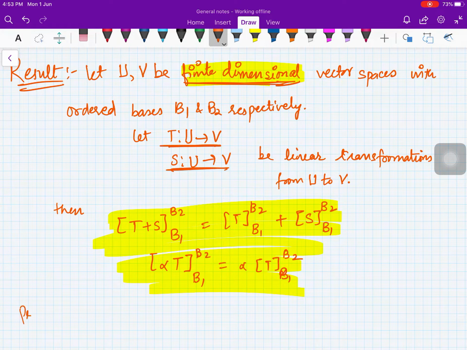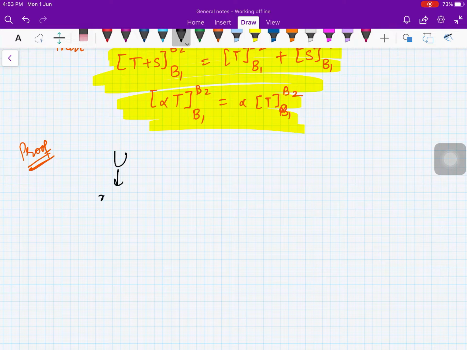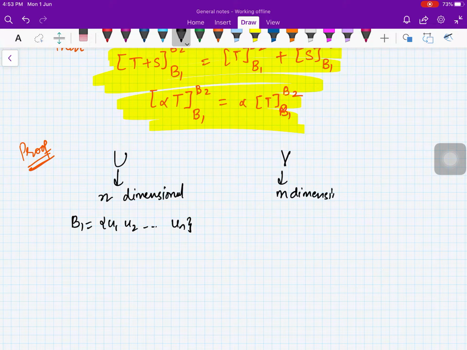So this proof is quite simple. This is the situation. Suppose U is n dimensional, and you assume its basis B1 is u1, u2, up to un. Then you have a space V, call it m dimensional, and you assume that its basis is v1, v2, up to vm.